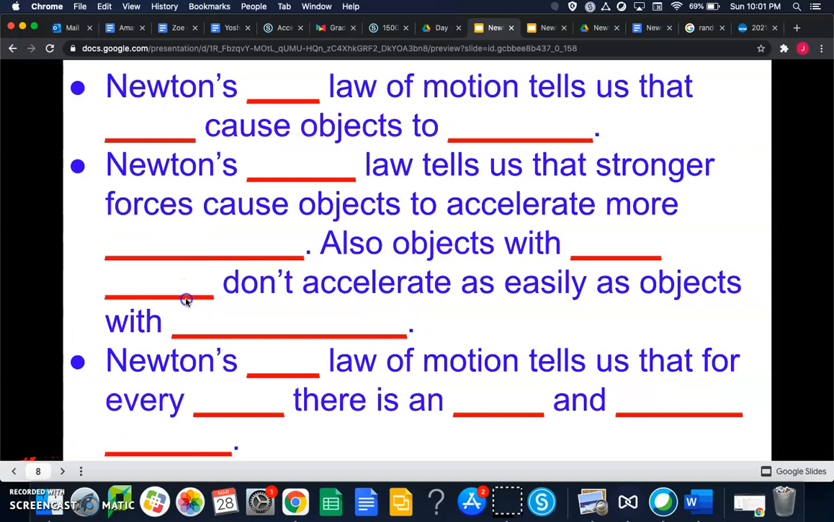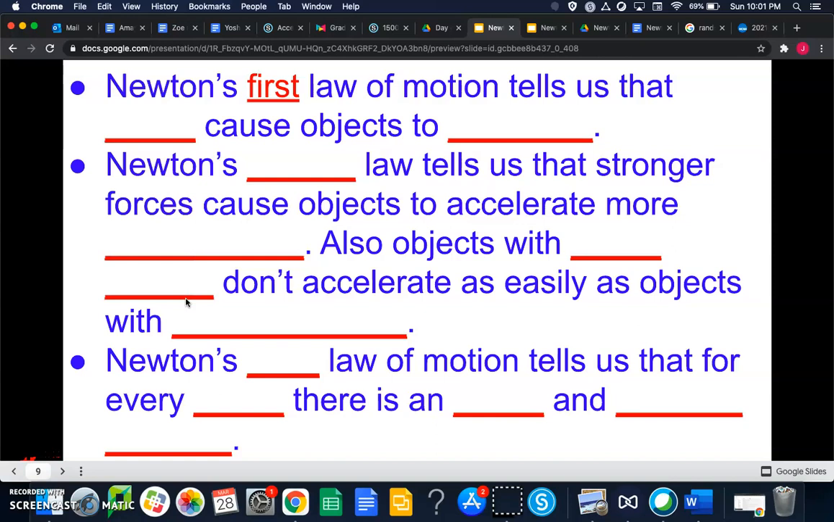Newton's first law of motion tells us that forces cause objects to accelerate. You can't make an object accelerate without a force. If you don't have forces, objects just keep doing whatever they're doing. If they're not moving, they're going to continue not moving. If they're moving at a certain speed, they're going to continue moving at that speed or velocity until we make them accelerate with a force.